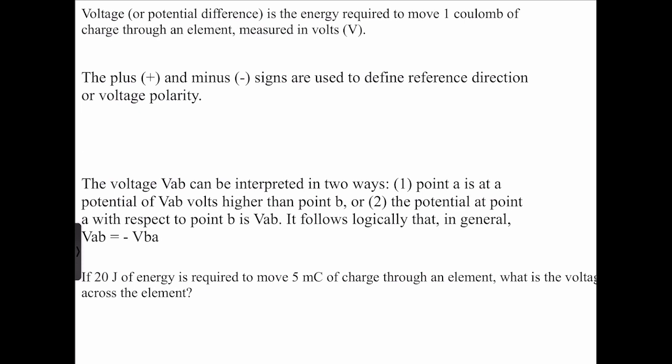So for the plus and minus signs, let's just use a little diagram. Let's put the signs in red. Let's call this B, let's call this A, V_AB. The plus and minus signs are used to define the reference direction, or the voltage polarity. If we take it from there to there, we get a positive voltage. And if we take it from here to there, we get a negative voltage.